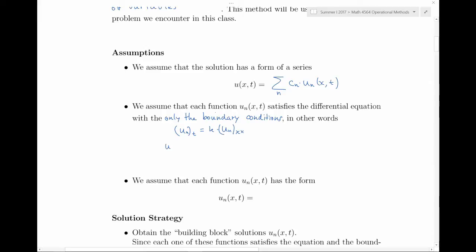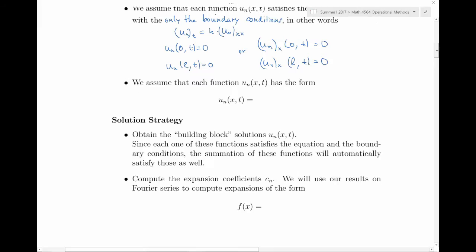For example, we may have a zero boundary condition at end 0, or we may have zero flux, or we may have zero temperature at another end, or zero flux at another end, or any mixture of the two.